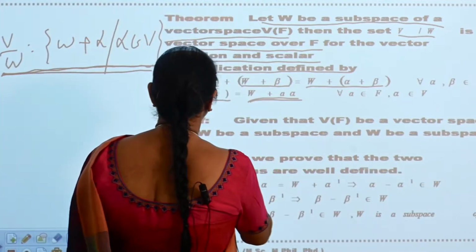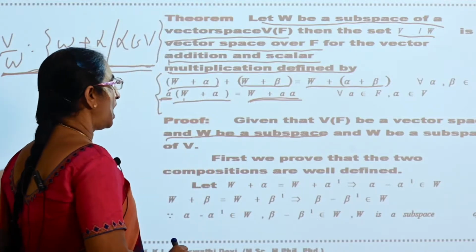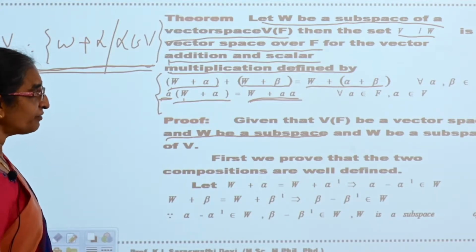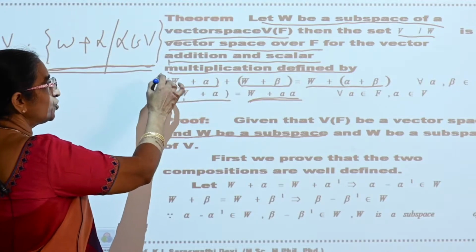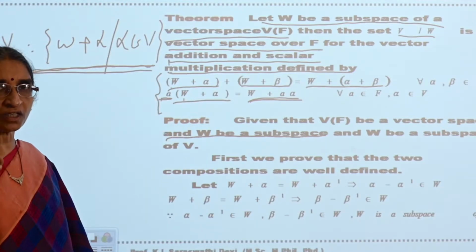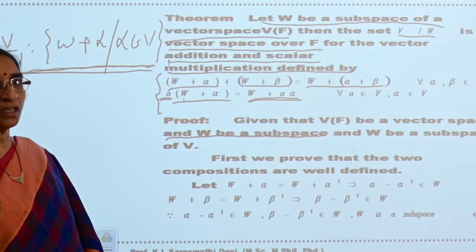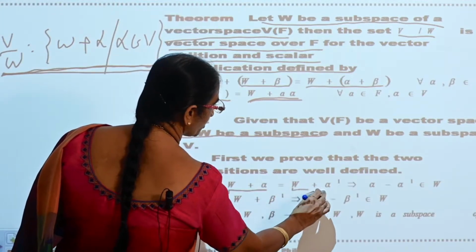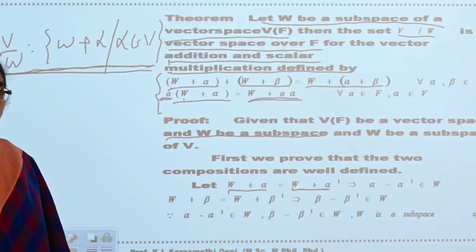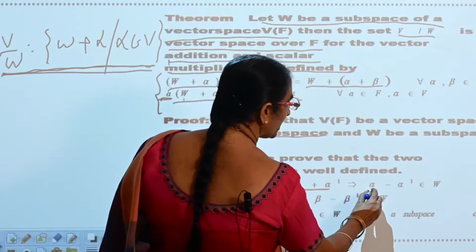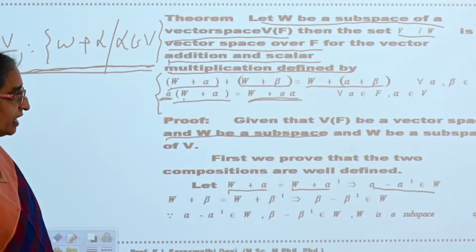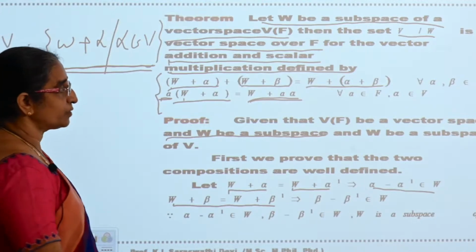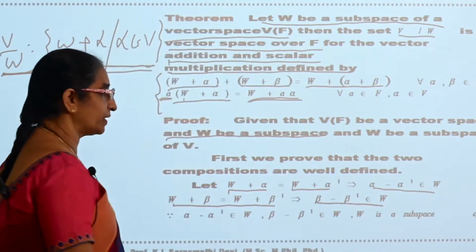Given that V over F is a vector space and W is a subspace of V. Now the two operations we defined, vector addition and scalar multiplication, we are going to say that they are well defined. Suppose W plus alpha is equal to W plus alpha dash. From the properties of cosets, you can say that alpha minus alpha dash belongs to W. Similarly, if W plus beta is equal to W plus beta dash, then beta minus beta dash belongs to W. It is also from the properties of cosets.